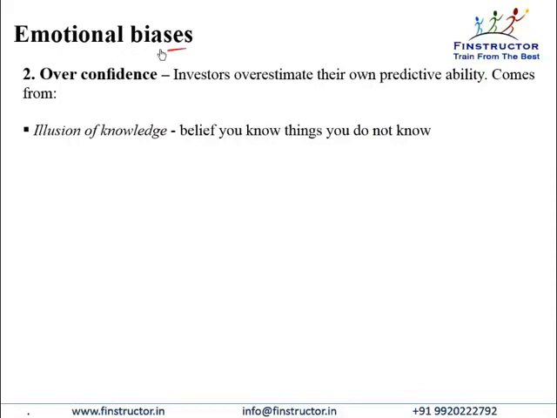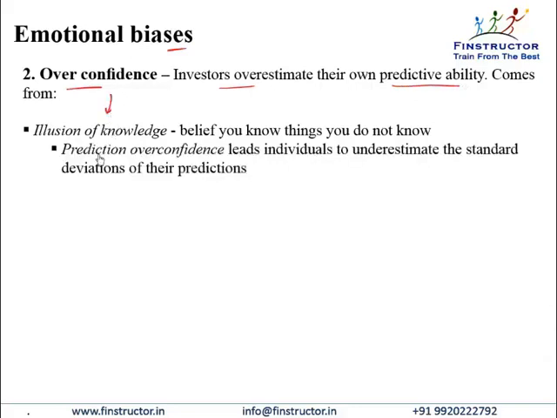The second emotional bias that we'll study is called overconfidence, which says that investors overestimate their own predictive ability. Overconfidence comes from an illusion of knowledge. That is the belief you know everything or you know things that you actually don't know. So prediction overconfidence will lead to the underestimation of risk. So individuals feel too sure about a particular outcome.